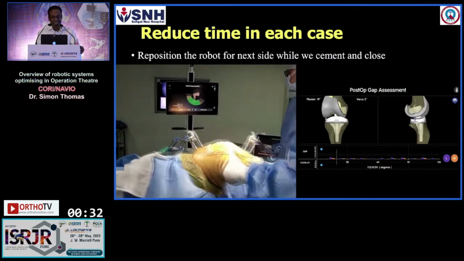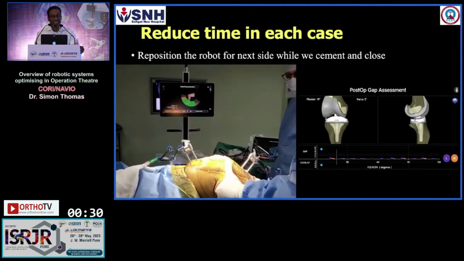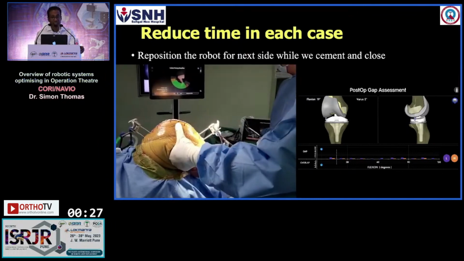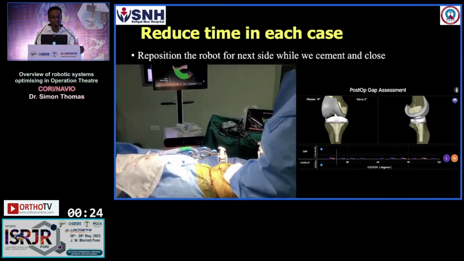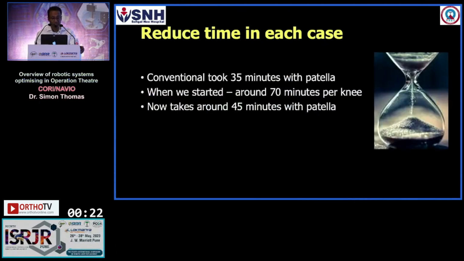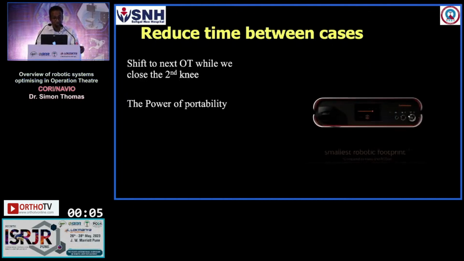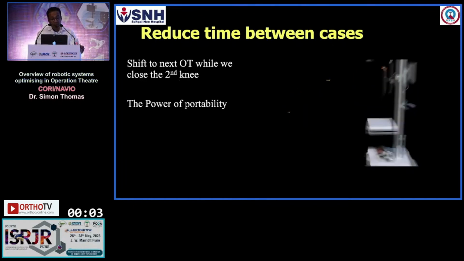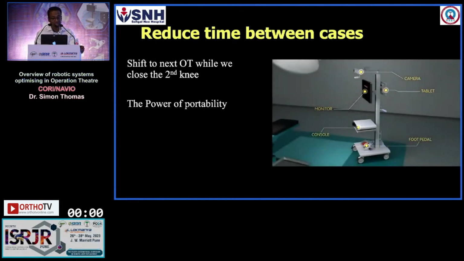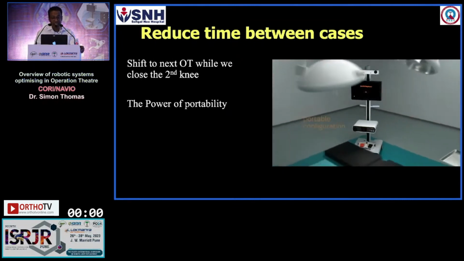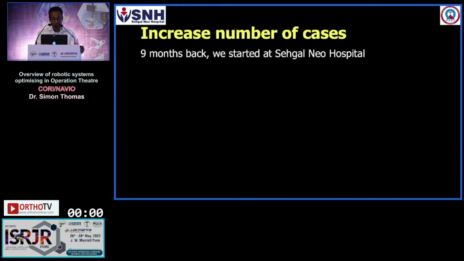And while Dr. Rajput had this debate, once the trial is done, I take the trackers off, and the robot is shifted to the other side. While I close and cement, the robot is repositioned again and rebooted. So the conventional took 35 minutes. When we started with the robot, it went to 70, 80, 90 minutes in some cases. Now it has come back to 45 minutes, skin to skin, with patella resurfacing and cementing. I think we're still learning, but we've come far. While the second knee is being closed, the robot shifts to the other side, and that's the power of portability, the biggest advantage of this system in my knowledge.